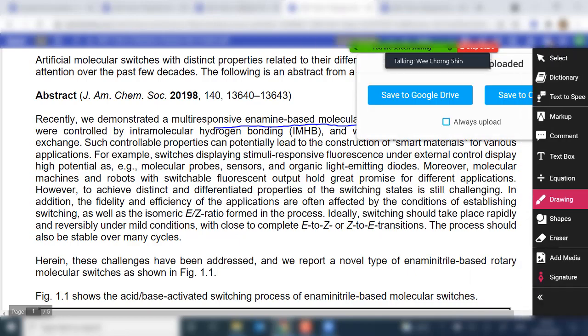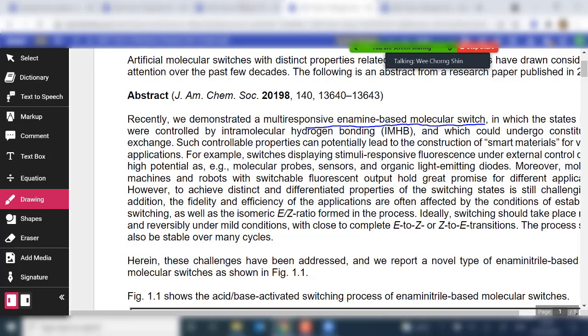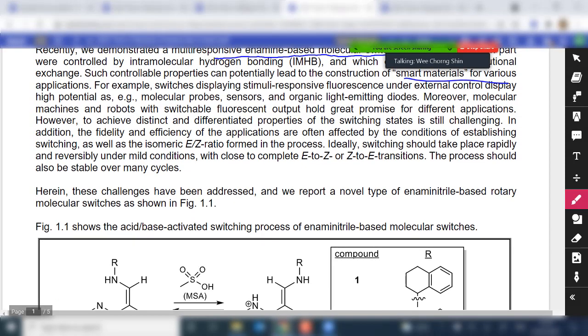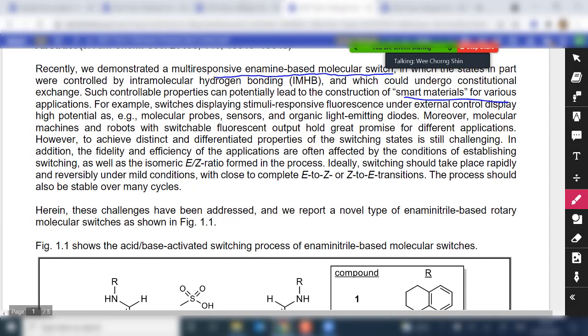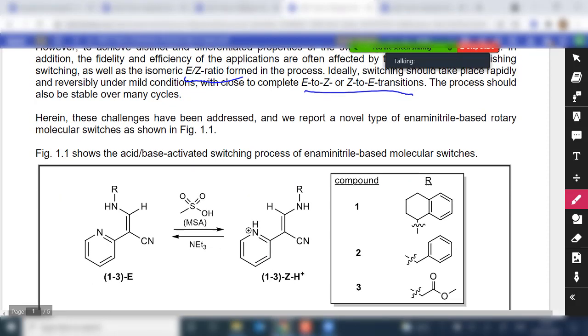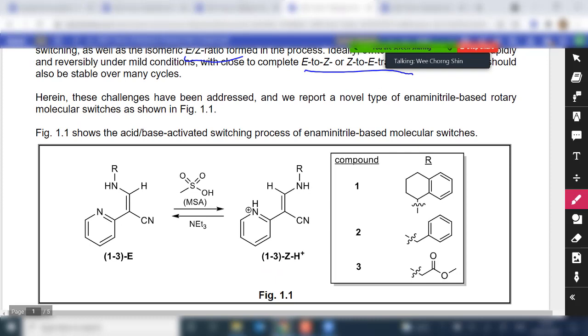controlled by intramolecular hydrogen bonding, then smart materials, etc. What is most impressive is that it can switch between E and Z, depending on what you add to the system. Importantly, you need to look at figure 1.1, because they are using a very simple acid, in this case methyl sulfonic acid (MSA). You don't need to know the full name; just call it MSA. It's an organic acid that is even more acidic than you can imagine. I think the pKa is less than 0.